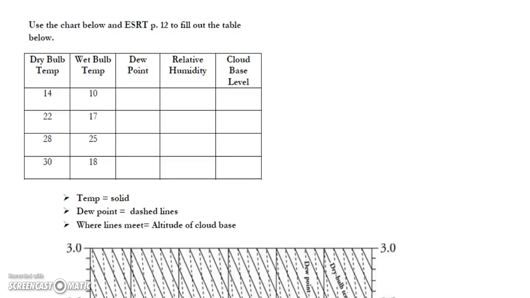The next thing your notes ask you to do is to fill in this chart, and we also have to use page 12 of our reference table to fill out the data table below, okay? If you need to, you can watch previous videos on dew point and relative humidity. That's page 12 of your reference table, so you can go ahead and fill those out. But in this video, I'm only going to show you how to find the cloud base level, okay?